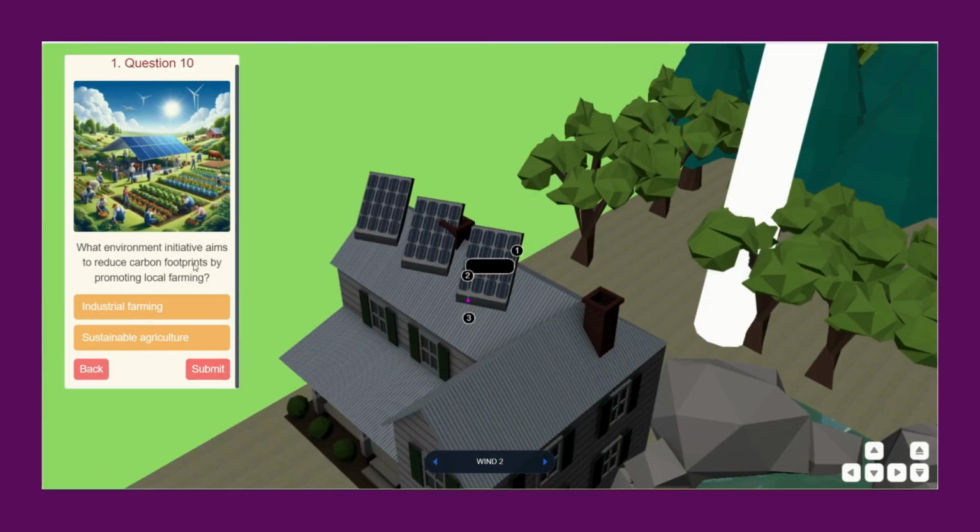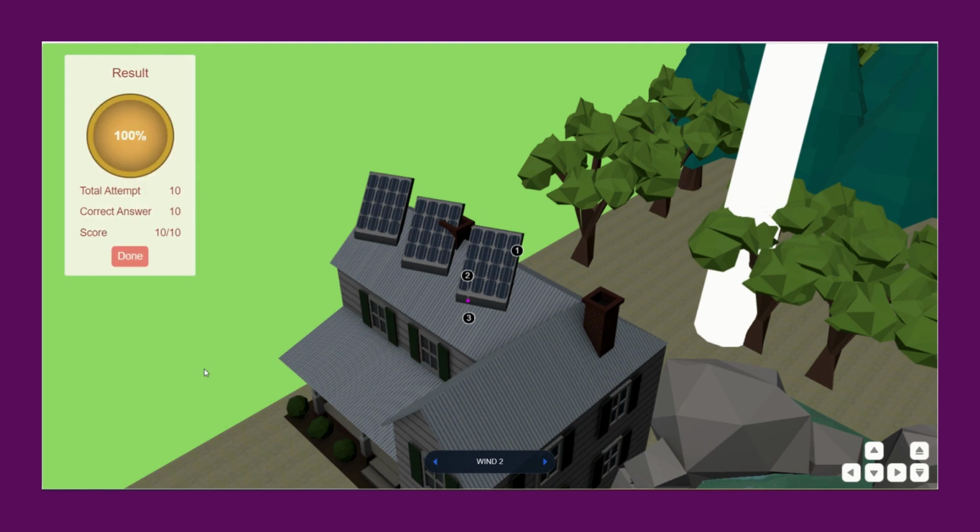What environmental initiative aims to reduce carbon footprints by promoting local farming? Is it industrial farming or sustainable agriculture? It is sustainable agriculture. So it is the main message. Yes, it is sustainable.